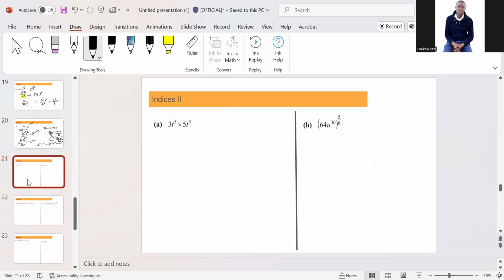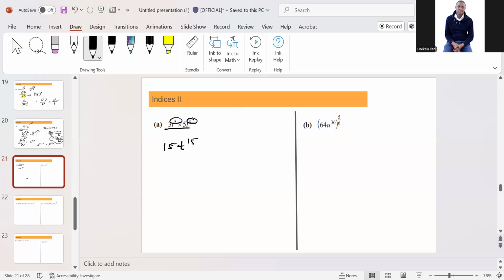Then in exams, you can find these ones as well. These ones are by far the easiest. This is just simplifying. So this is just multiplication. 3 times 5 is literally 15. This is multiplication, so you need to add the exponents. So t to the power of 15.